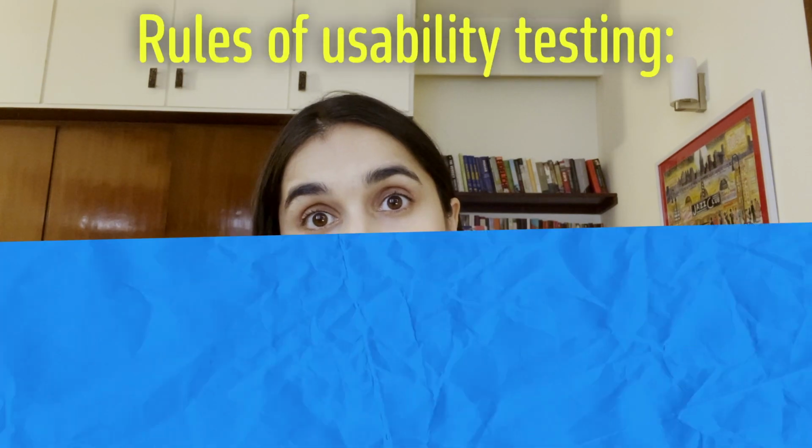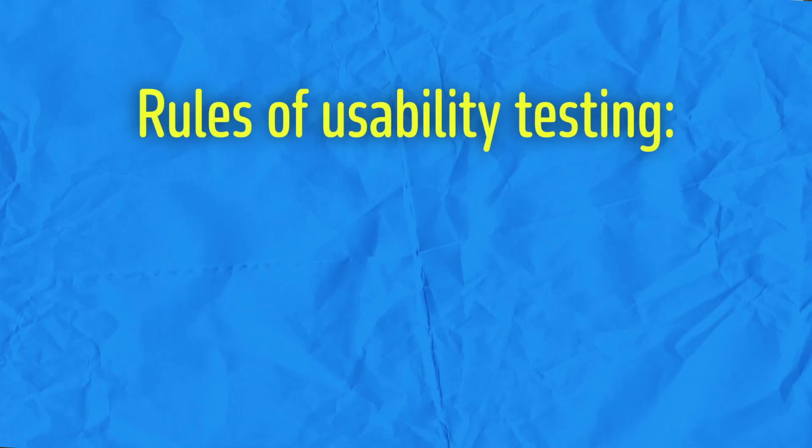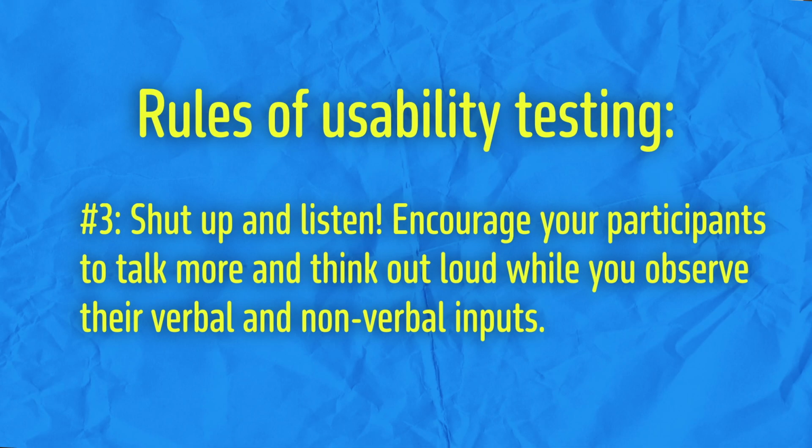Finally, you will also want to encourage your participants to think out loud during the test. You want them to vocalize what they're thinking or feeling at all times through the task. That's how you will discover where users feel confused or seem to get frustrated. And that brings us to the third principle of a usability test. Shut up and listen. You'll want to encourage your participants to speak up and instead focus your attention on listening to them and observing them.